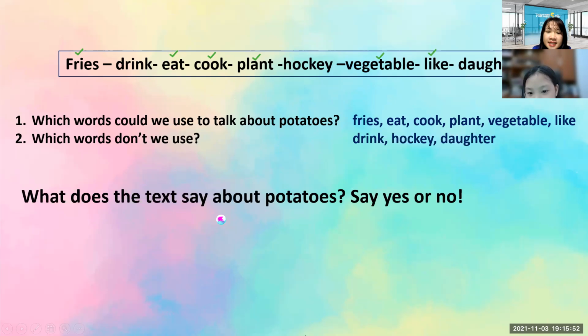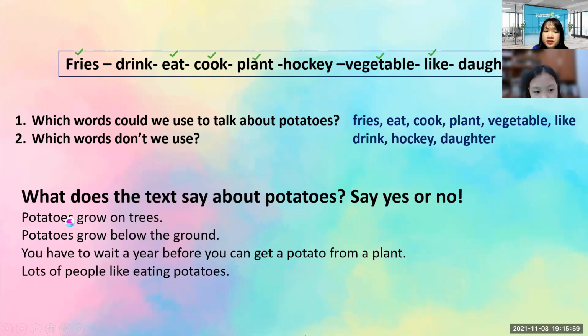Okay, now what does the text say about potatoes? Now you say yes or no. The first one: potatoes grow on trees. If it's right, you say yes and tick. If it's no, you use a cross, okay? Now we have four sentences. Potatoes grow on trees. Potatoes grow below the ground. You have to wait a year before you can get a potato from a plant. Lots of people like eating potatoes. Yes or no? I think this is easy.